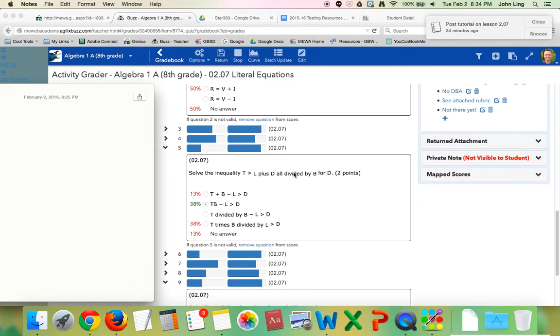So this one down here, this is now an inequality that we're dealing with. So we want to solve the inequality: T is greater than L plus D, all divided by B. And we're solving for D. It's kind of crowded up here. Okay, so let's write this out. What does this look like? T is greater than L plus D.